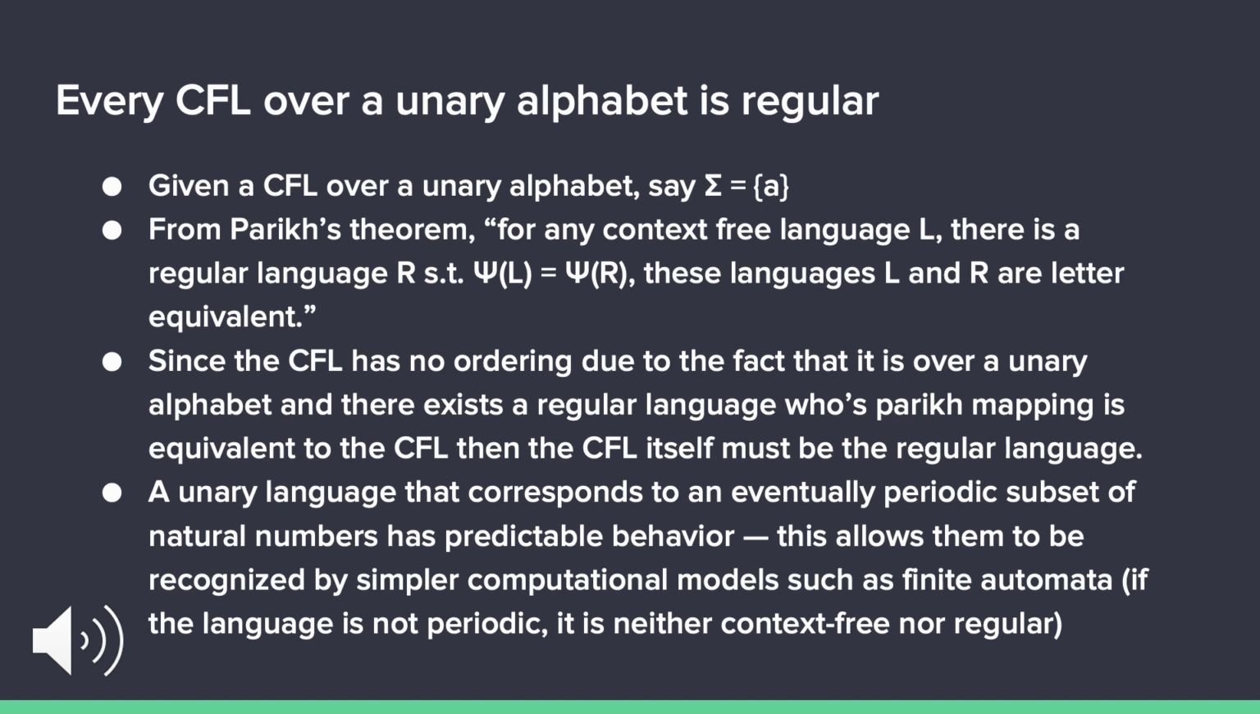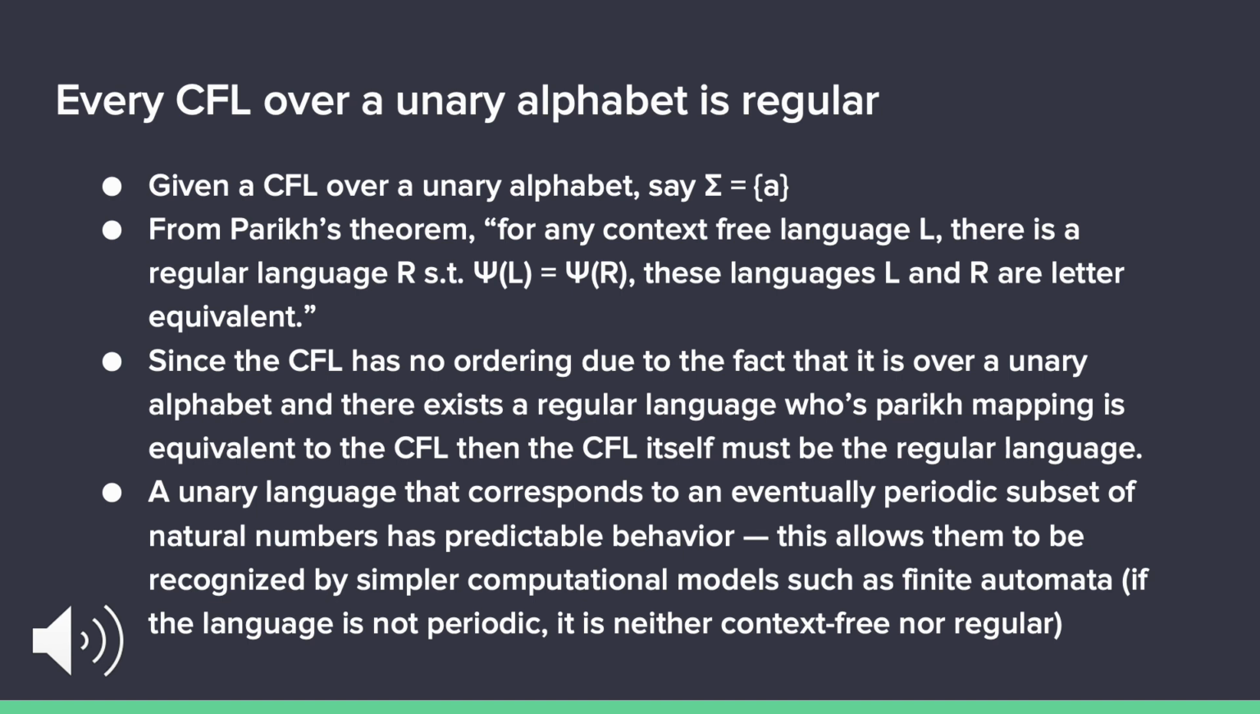So given a CFL over a unary language, say sigma of a, for Parikh's theorem, for any context-free language L, we know that there is a regular language R such that psi of L is equivalent to psi of R. So these languages L and R are letter equivalent. Since the CFL has no ordering due to the fact that it is over a unary alphabet, and there exists a regular language whose Parikh mapping is equivalent to a CFL, then the CFL itself must be a regular language, which we'll discuss further in detail in the following slides.